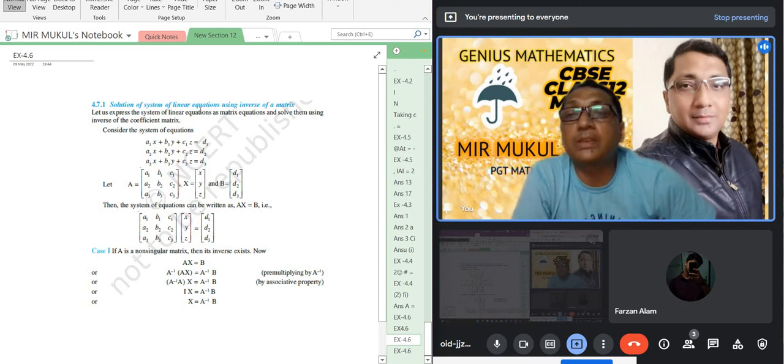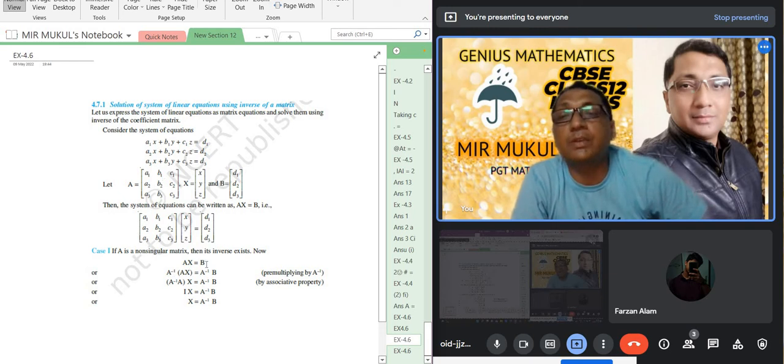Now how we'll solve this? Solution of a system of linear equations using inverse of a matrix. In the video we already observed that we can express a system of linear equations as AX equals B. So here three cases will arise. Number one, if A is a non-singular matrix, meaning determinant of A should not be 0, then A inverse will exist, and we can write X equals A inverse B.